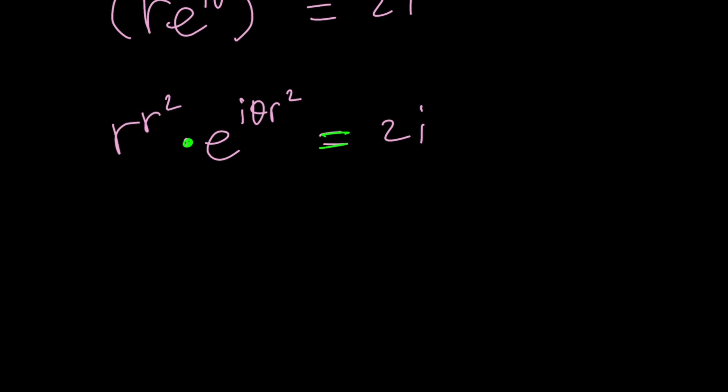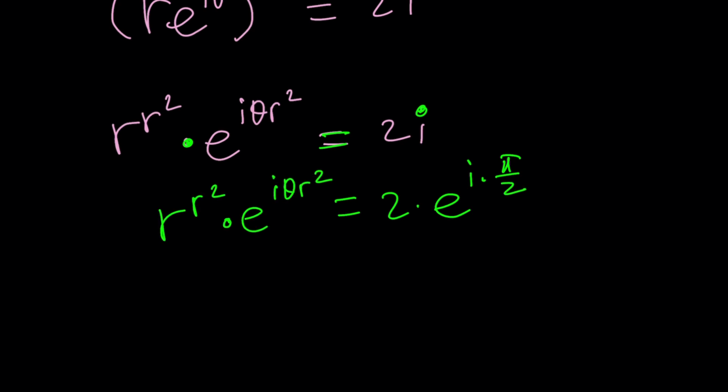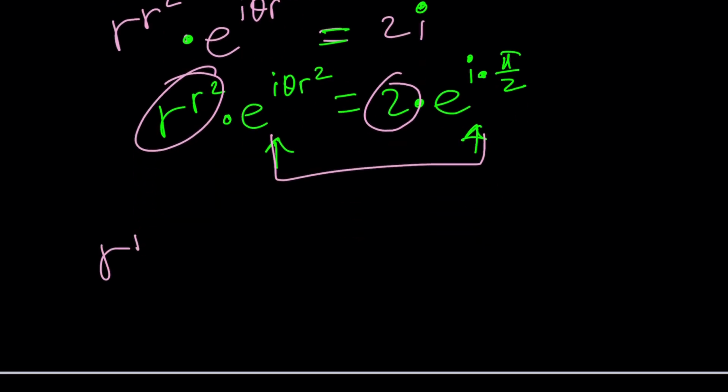Maybe I could use polar form on the right-hand side. Write this as e to the power i times pi over 2. That gave me a clue, right? Now we can say the following. Because these are both complex numbers like exponentials, why don't we compare these? This equals this and this equals that. So r to the r squared equals 2 again. And remember, this meant r equals root 2. We already talked about it.